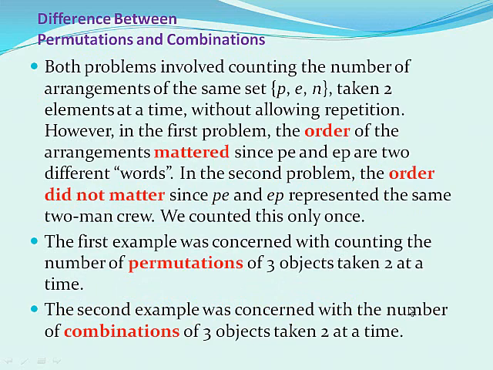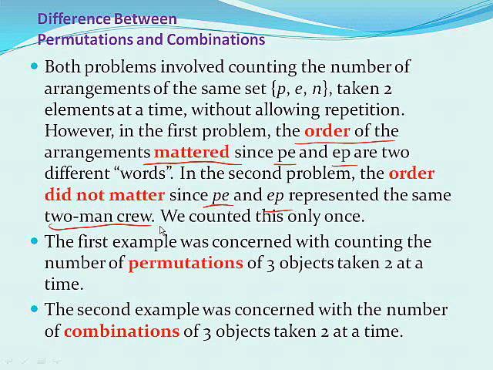Both problems involve counting the number of arrangements of the same set, taken 2 elements at a time without allowing repetition. However, in the first problem, the order of the arrangements mattered, since PE and EP are 2 different words. In the second problem, the order did not matter since PE and EP represented the same 2-man crew. We counted this only once.